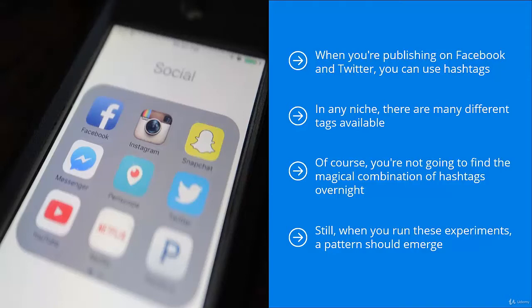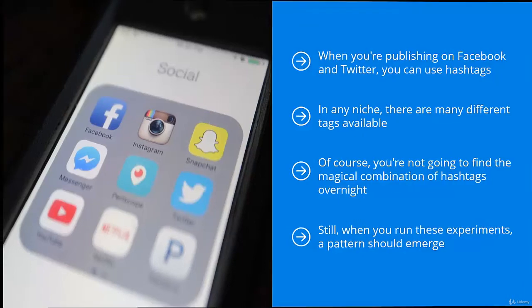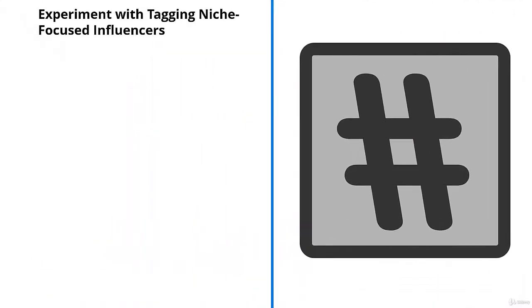Sooner or later, you would discover that certain hashtags produce a lot more results than others. They draw a lot more eyeballs. They get a lot more attention. Most importantly, they get a lot more engagement. Stick with those. Experiment with tagging niche-focused influencers.